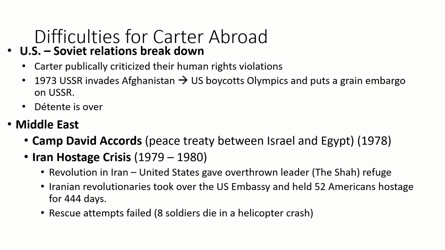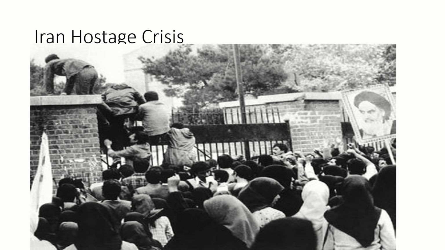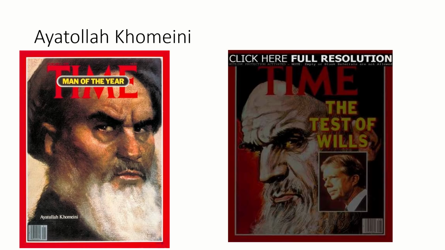However, Carter's presidency will always be characterized by the Iran hostage crisis that broke out in 1979. What happened in 1979 was there was an Islamic revolution in Iran. The United States then gave the overthrown leader, the Shah, refuge in the United States, which led to the Iranian revolutionaries taking the United States embassy and holding Americans hostage. All rescue attempts failed, and 8 soldiers died in one of the attempts. And so the Iran hostage crisis is one of the biggest challenges to American power in the world and in the Middle East.